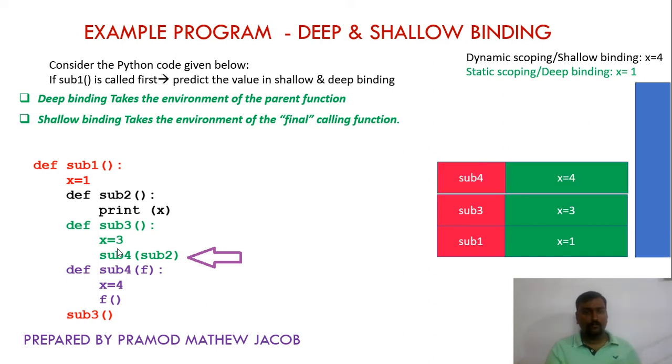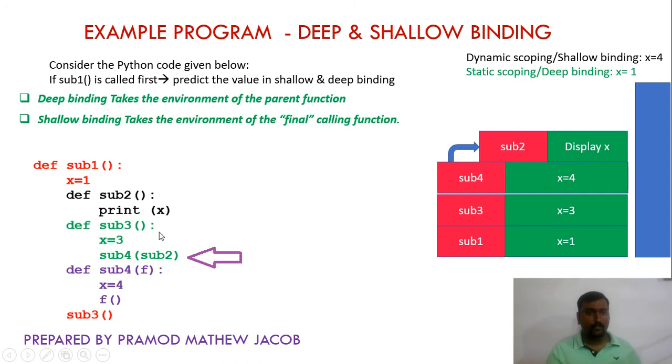So sub4 is called. Sub4 will receive a function as argument. So the f will get the function name sub2, x equal to 4. So sub4 activation record initializes x as 4, and the function f is called. F means sub2. So sub2 is called. Inside sub2 we are printing the value of x. So what value of x will be displayed if it follows shallow binding and deep binding?